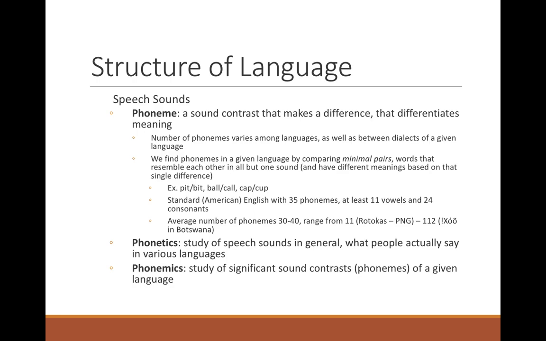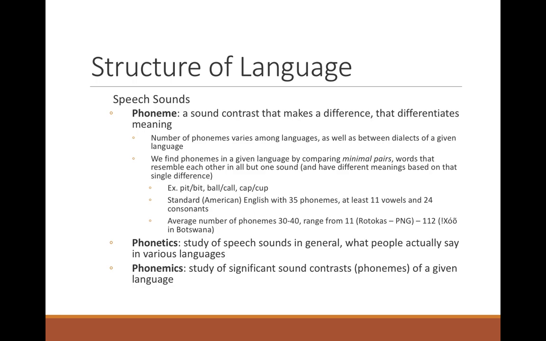So for example, we can look at contrasts like pit and bit. What if we changed the first consonant sound from a p to a b? Are pit and bit the same thing? Of course not. And so by changing that first consonant sound, we have changed the meaning of the word. Ball and call, we have changed again that first consonant sound. Cup and cap, we have changed the vowel sound in the middle. And so we've thusly changed it from something that we put on our head to something that we drink from.